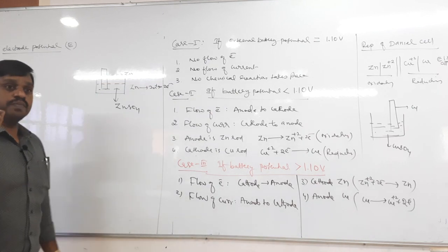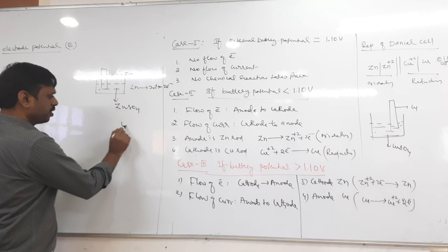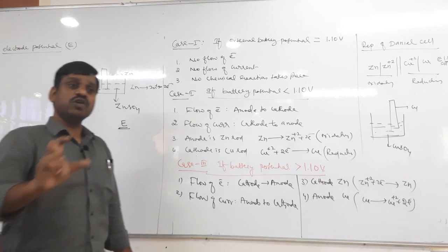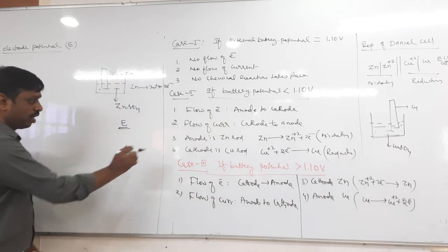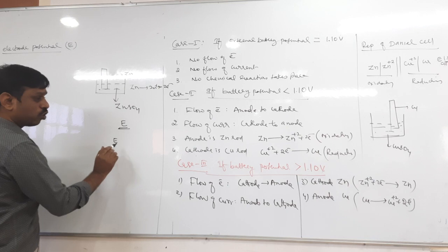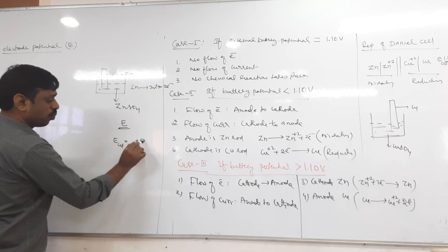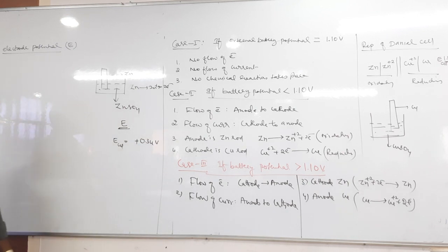Next important point: electrode potential is an intensive property. Since it is an intensive property, it does not depend on the mass of the electrode. For example, if I write a copper electrode, the electrode potential of copper, E copper, equals plus 0.34 volt. We will study later why. The electrode potential of copper is plus 0.34 volt.